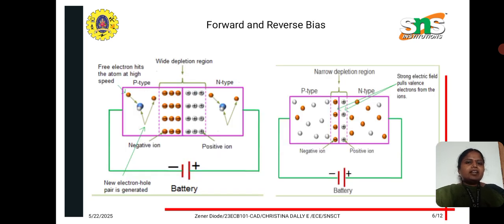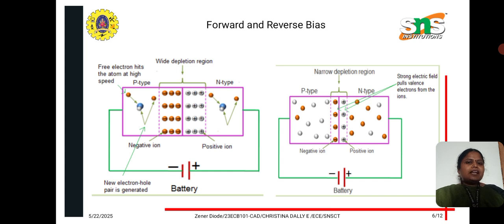So this is the forward and the reverse bias. We have the P type as well as the N type. In the P type we have the holes, and in the N type we have the electrons. When the P type is connected to the negative and the N type is connected to the positive, the depletion region will be wide. Here the free electron hits the atoms at high speed, and at that time a new electron-hole pair is generated. So we have both the positive ion as well as the negative ion.